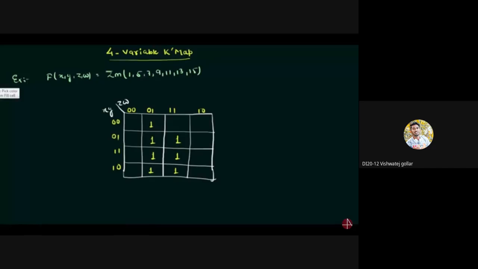Now it is time to make the groups. So let's see what we can do. I can make a group of these 4 ones, and we will name it quad 1. Similarly, I can again make a group of these 4 ones, because you have to make the largest groups, and we will name it quad 2.